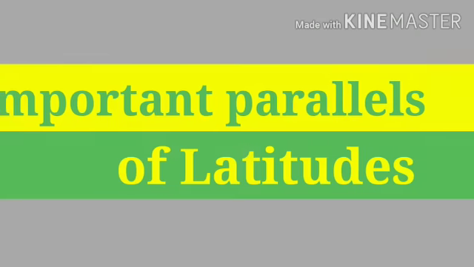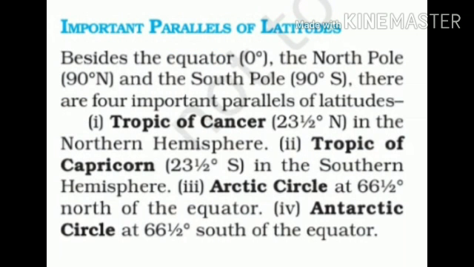Now we will study important parallels of latitude. What are the important parallels of latitude? Besides the equator 0 degree, the North Pole 90 degree north and the South Pole 90 degree south, there are four important parallels of latitude. Tropic of Cancer, 23.5 degree north in the northern hemisphere. Tropic of Capricorn, 23.5 degree south in the southern hemisphere. Arctic Circle, 66.5 degree north of the equator. Antarctic Circle, 66.5 degree south of the equator.